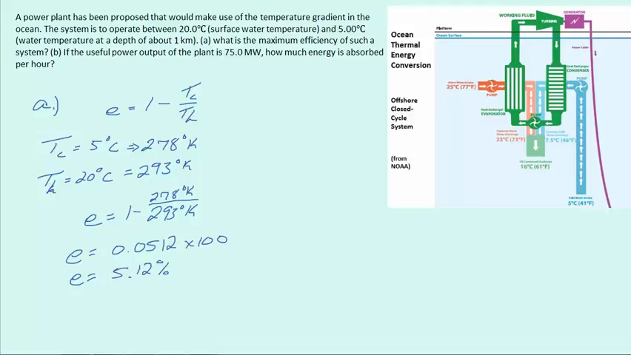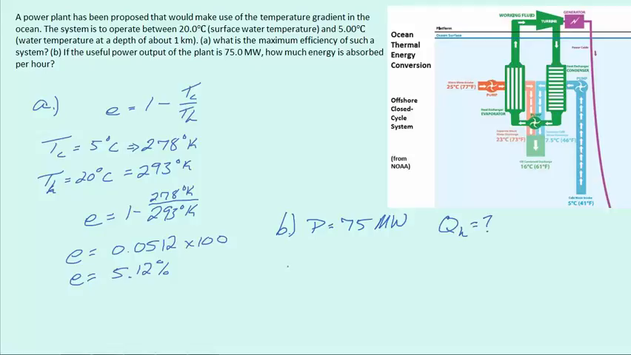In part B, we're asked, if the useful power output of the plant is 75 megawatts, how much energy is absorbed per hour? So in part B, we're given that the power of the power plant is 75 megawatts, and we're asked to solve for the amount of energy that is absorbed. So this would be the amount of energy that is absorbed from our hot reservoir.